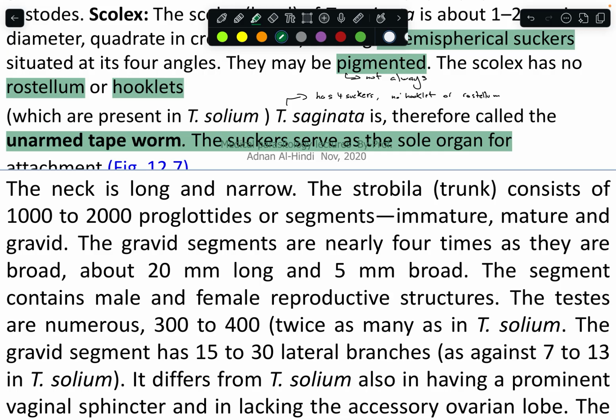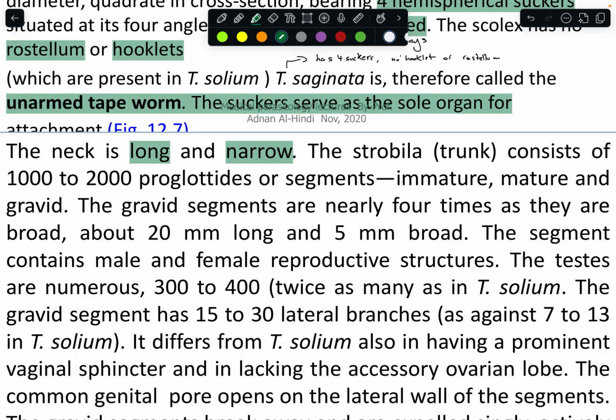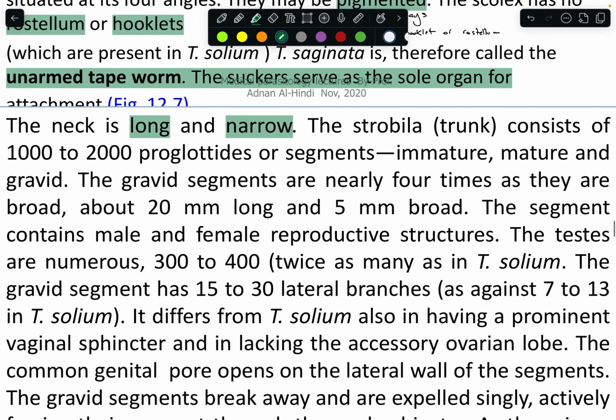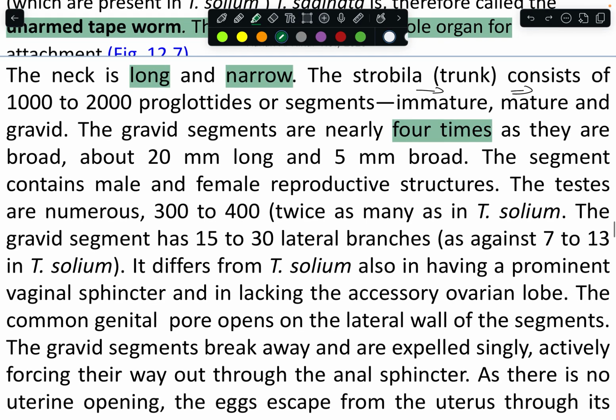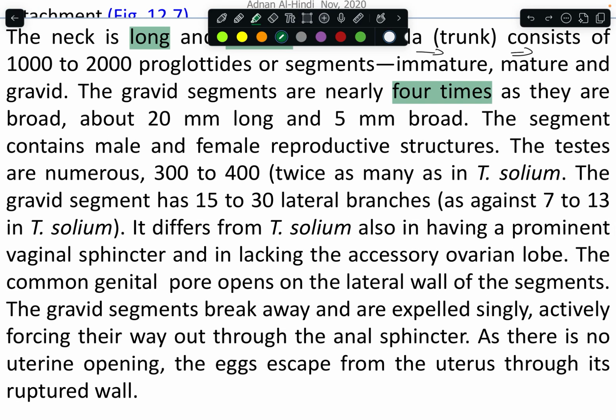The neck is long and narrow. The strobila or body consists of 1,000 to 2,000 proglottid segments. That's why it's 5 to 10 meters long. Immature, mature, and gravid, that's the correct order. The gravid segments are nearly 4 times as long as they are broad, about 20 millimeters long and 5 millimeters broad. A segment contains male and female reproductive systems; they are hermaphrodites.